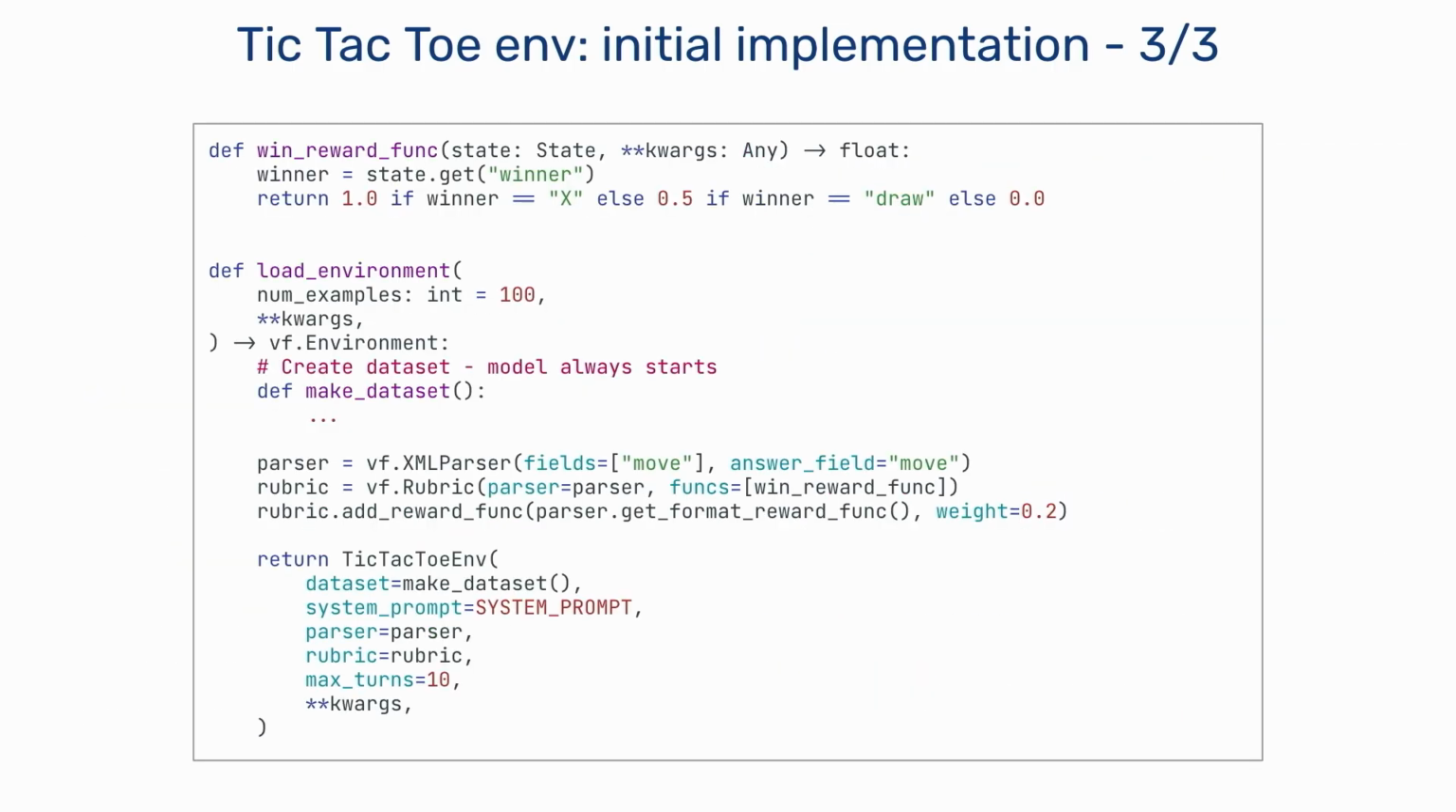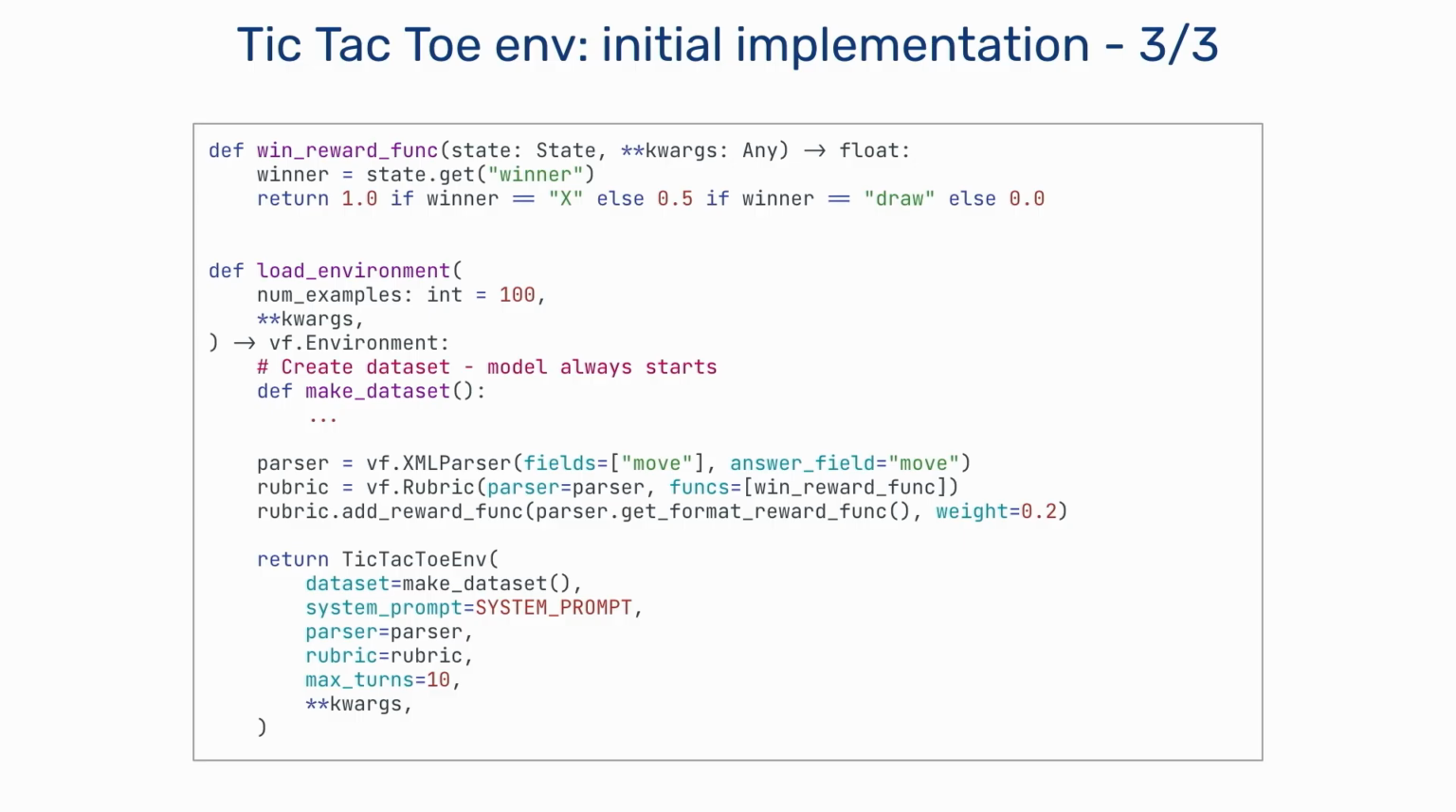Important, let's take a look at the reward functions we define. A very simple reward function at the end of the game: 1 if the model won, 0.5 for a draw, and 0 for a loss. And then we also expect our model to respond with a move inside the XML move tags. So we also apply a format reward function. And this is just the initial implementation.